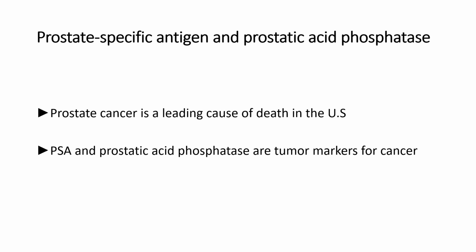Prostatic acid phosphatase is not organ-specific, but it can be elevated in prostate cancer. It's elevated in prostate cancer, but can also be found normally in the liver, brain, lung tissue, heart, and spleen tissue. Prostate cancer is a leading cause of death in the U.S. Prostate-specific antigen and prostatic acid phosphatase are tumor markers for cancer.